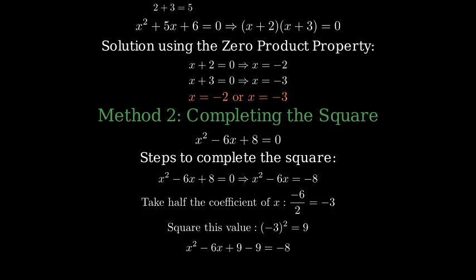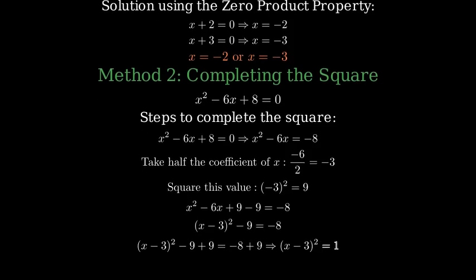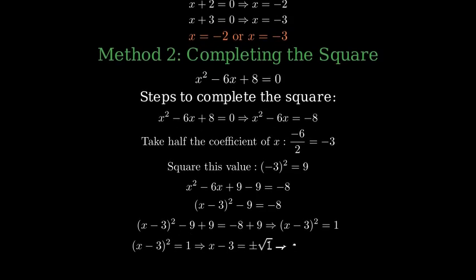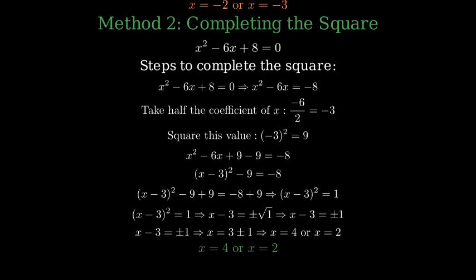x squared minus 6x plus 9 minus 9 equals negative 8. We can rewrite this as (x minus 3) squared minus 9 equals negative 8. Adding 9 to both sides, (x minus 3) squared equals 1. Taking the square root of both sides, x minus 3 equals plus or minus 1. Solving for x, x equals 3 plus or minus 1, which gives us x equals 4 or x equals 2.